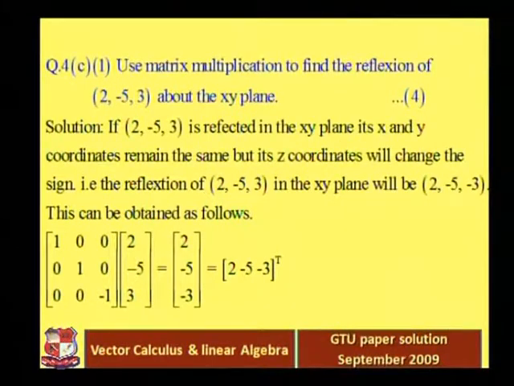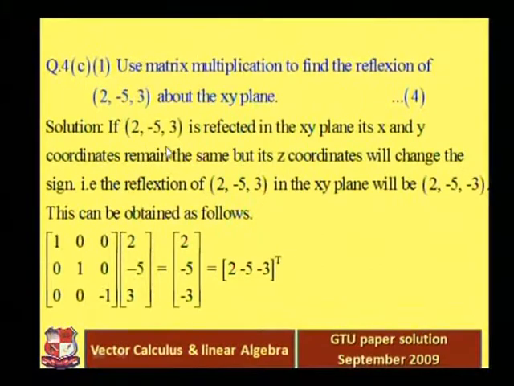Next question, question 4C, first part. Use matrix multiplication to find the reflection of 2 minus 5 3 about the xy plane. Here is the solution. This question was asked for 4 marks. This is just the first part of the question.